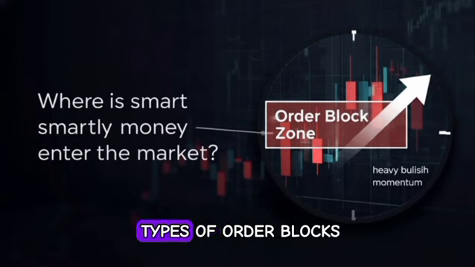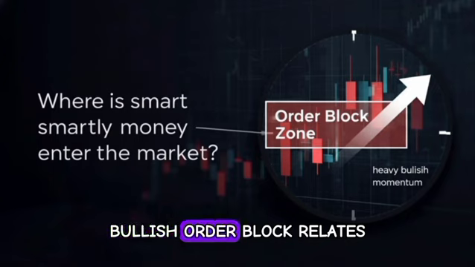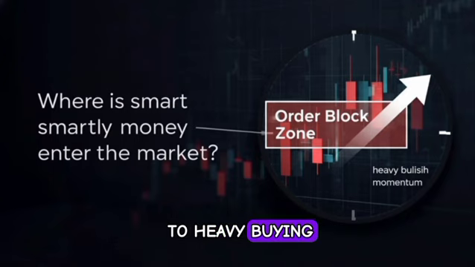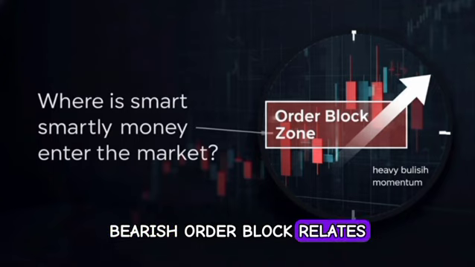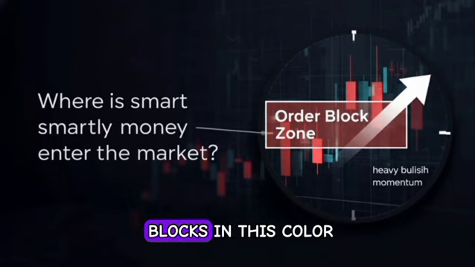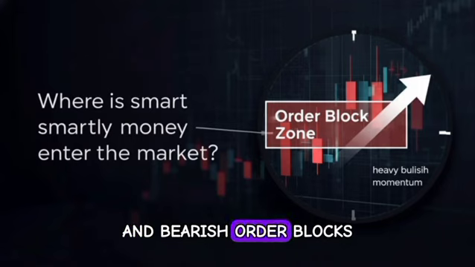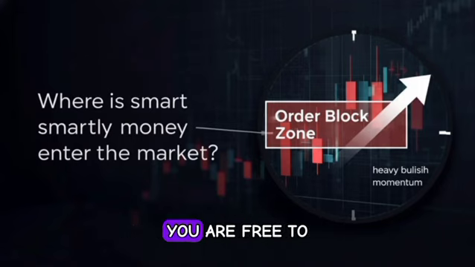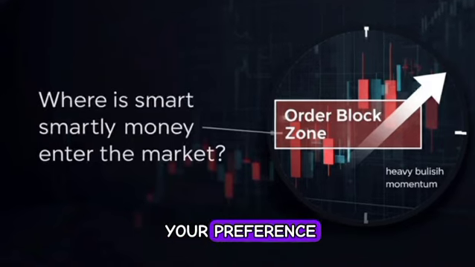There are 2 types of order blocks. Bullish order block relates to heavy buying. Bearish order block relates to heavy selling. In this video, I will show bullish order blocks in this color and bearish order blocks in this color. You are free to use any color of your preference.